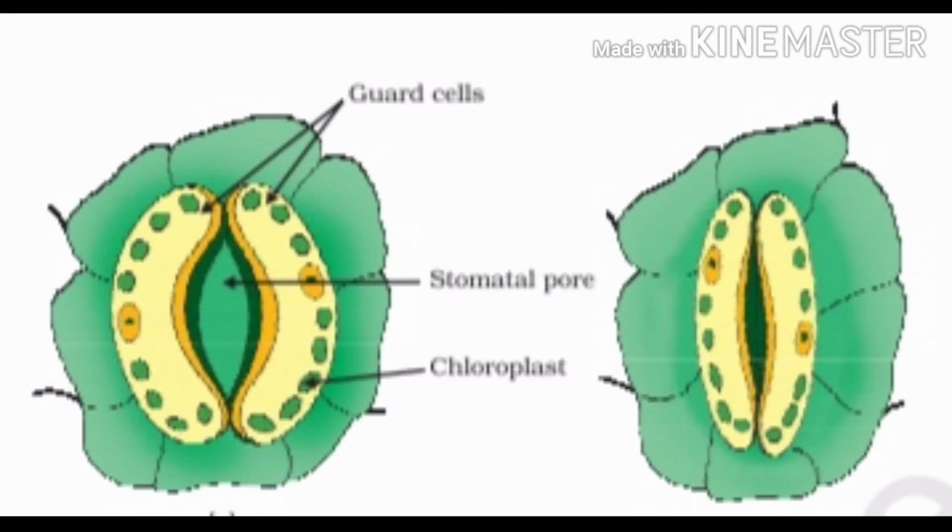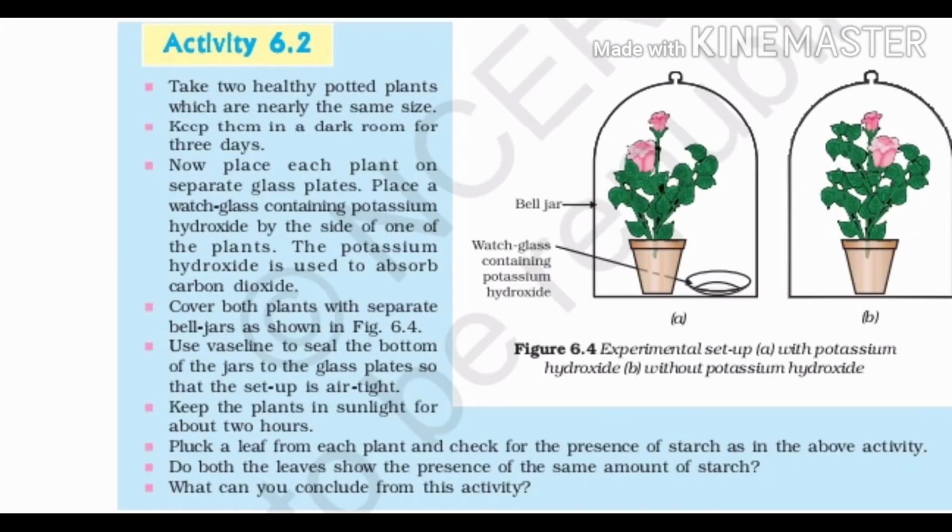Plants obtain carbon dioxide from the tiny pores on the surface of leaves called stomata. Stomata are guarded by guard cells that regulate the opening and closing of stomata with the help of osmotic pressure. During daytime, the guard cells swell when water enters into them, and hence the stomatal pores open up. During night time, the water comes out of the guard cells, and the guard cells close the stomatal pores.